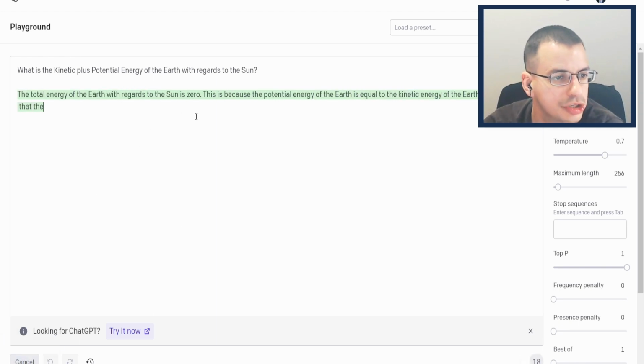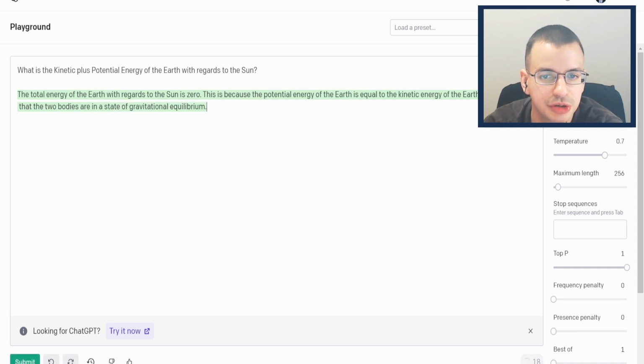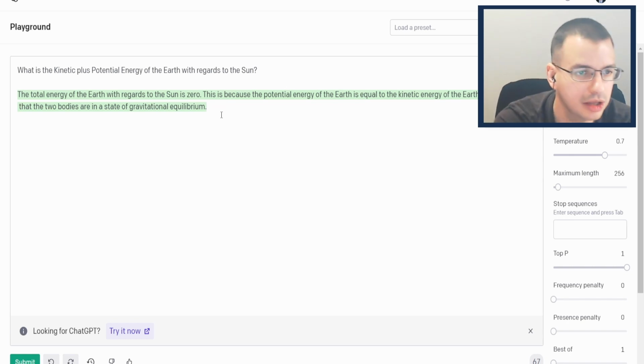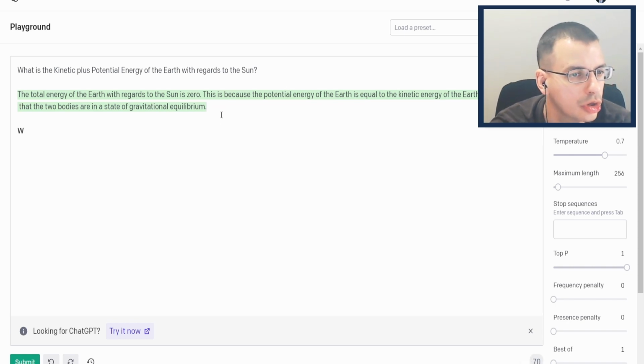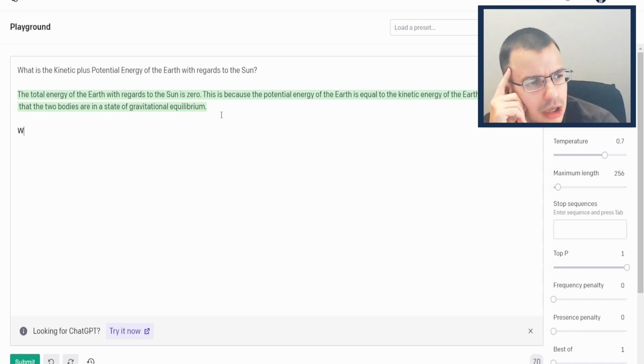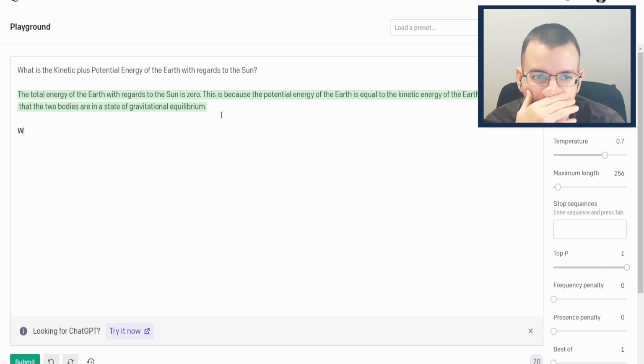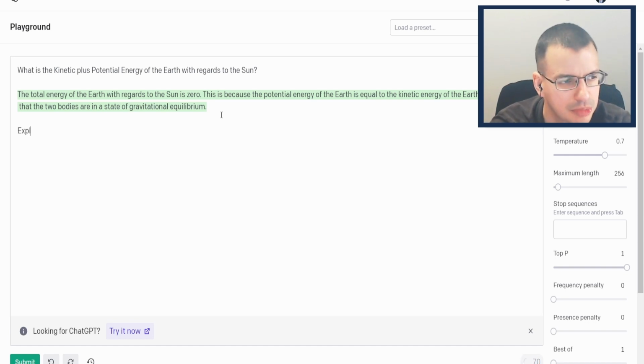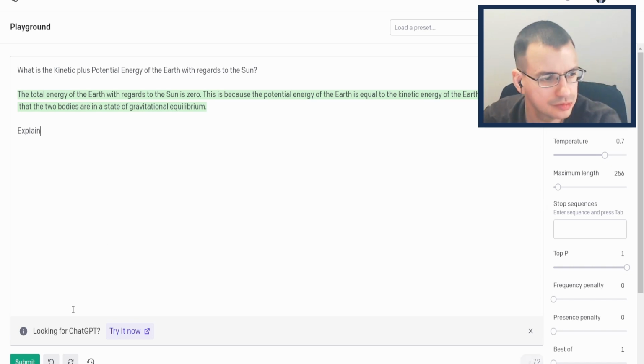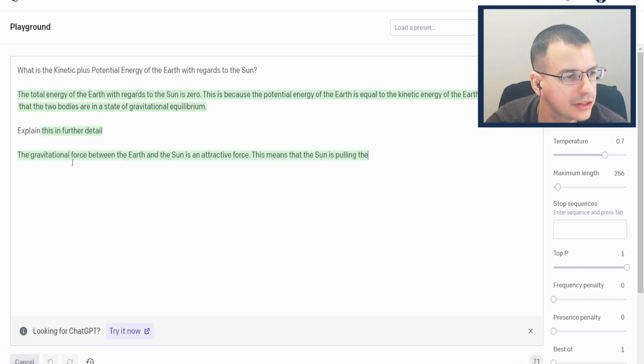The total energy of the Earth with regards to the sun is 0. This is because the potential energy of the Earth is equal to the kinetic energy. Two bodies are in a state of gravitational equilibrium. Okay. Total energy of the Earth with regards to the sun is... Explain this in further detail.